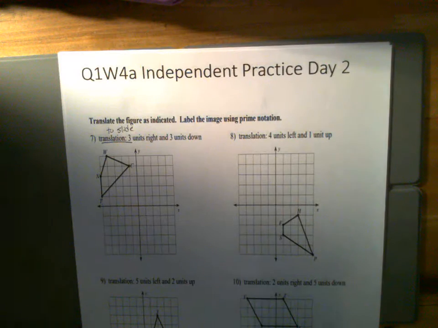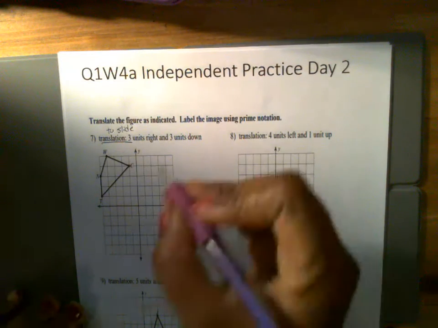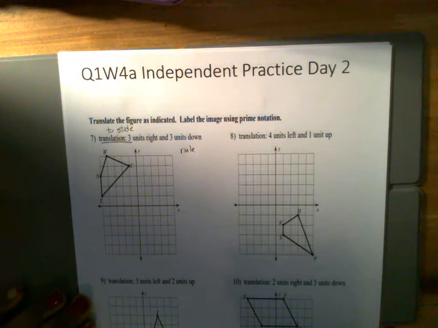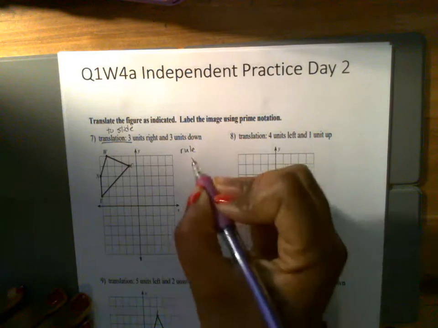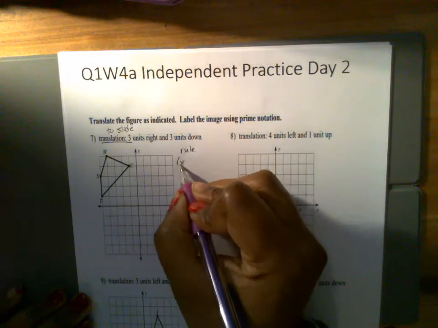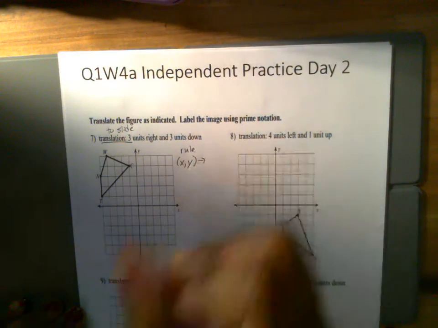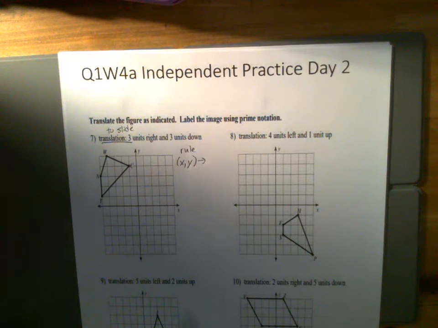On these examples, I need you to practice also writing the rule. So we're going to write the rule first, and then we're going to actually perform the transformation. When you are writing the rule, you're going to write X, comma, Y. That's first. You're going to draw an arrow, and this is telling you that what we're getting ready to write next is the actual rule for sliding or translation.